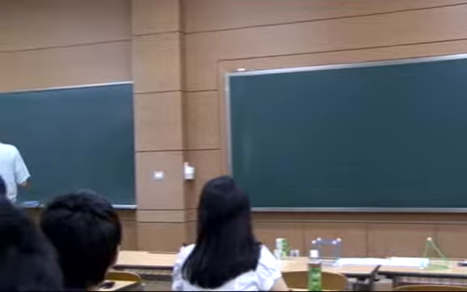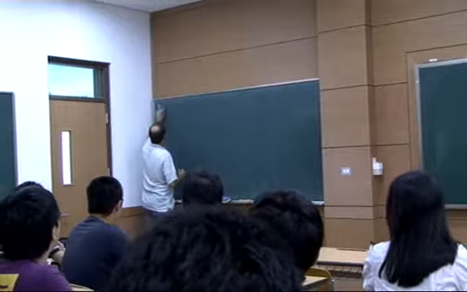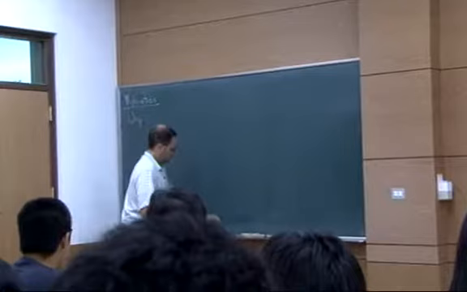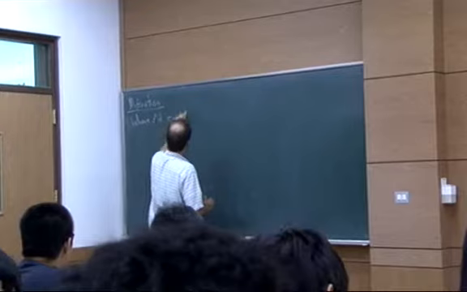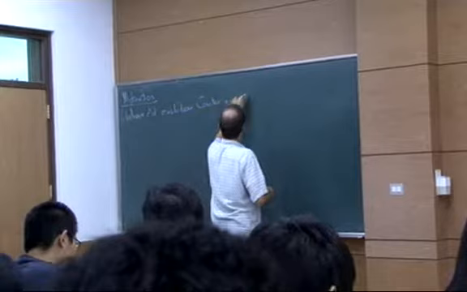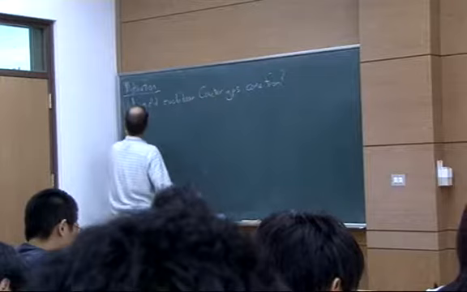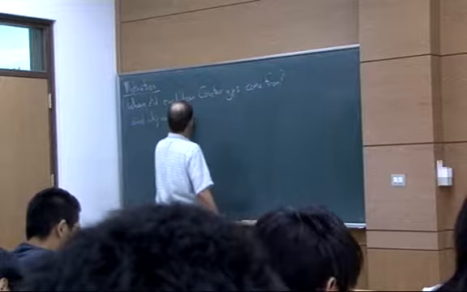And so the first thing is just general motivation. So let's start with: where did Euclidean Coxeter groups come from? And why are they important?